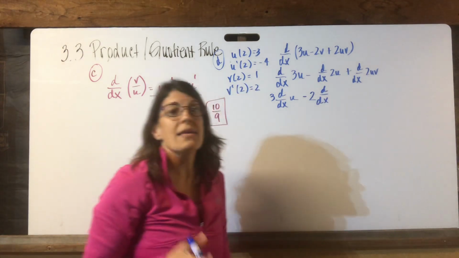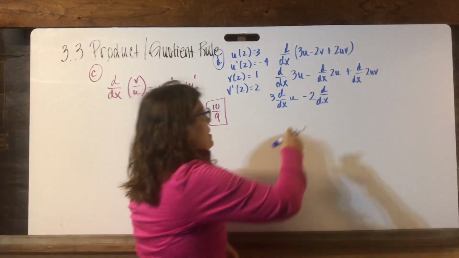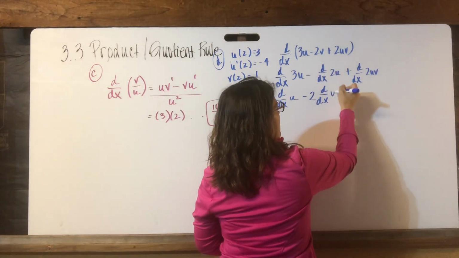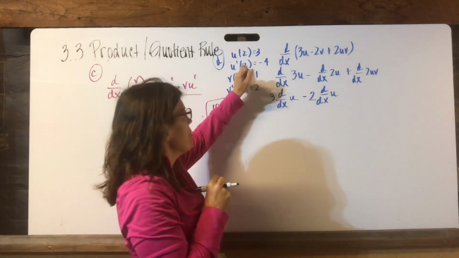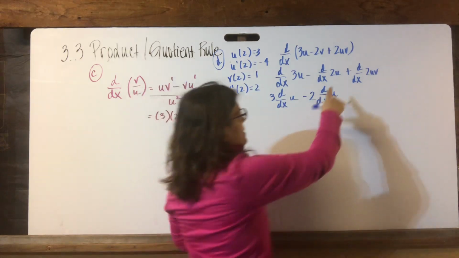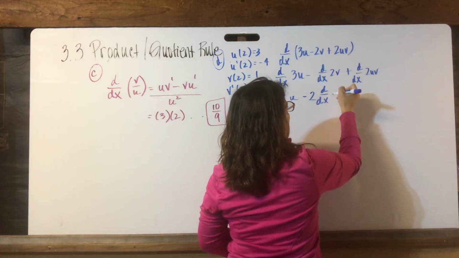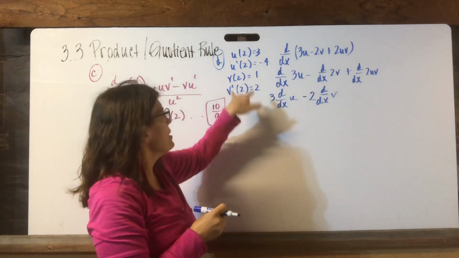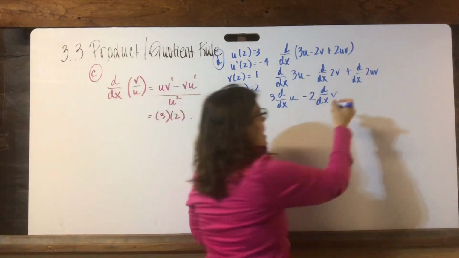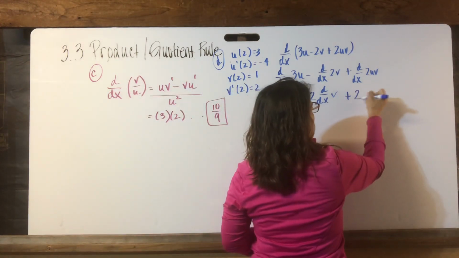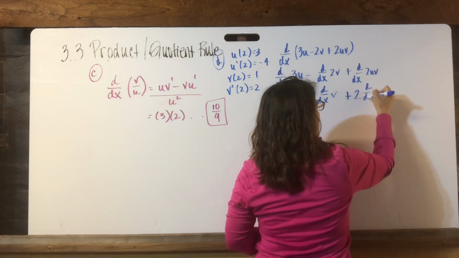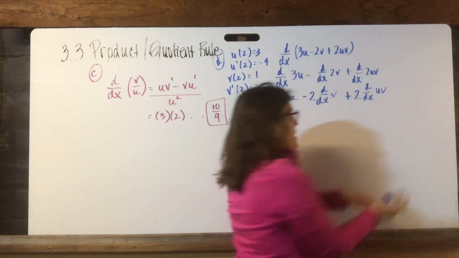You can do that? Yes, it's a property. And this becomes the derivative of u. Well, you know the derivative of u. This is supposed to be a v, not a u. Let's try that again. The derivative of v, you know it, it's 2. And this is 2 times the derivative of uv.